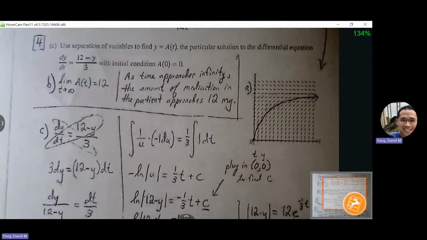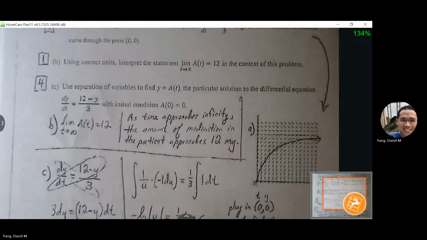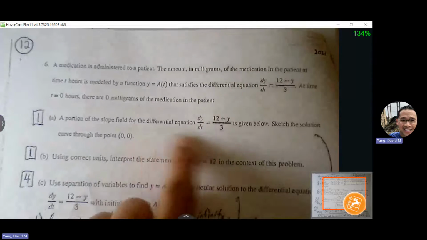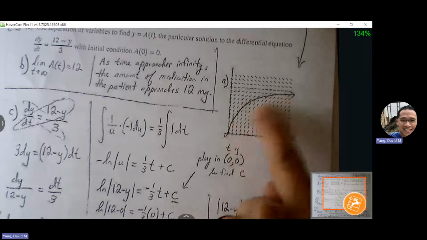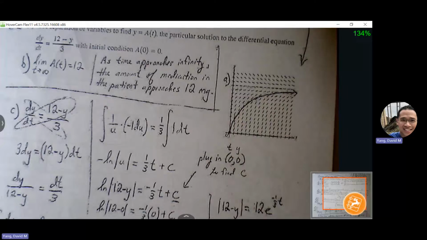Okay, let me just run through page 12. This is one where we have to solve a differential equation. But first, we just sketch the solution. Sketching a solution is really just sketching the graph through those points.